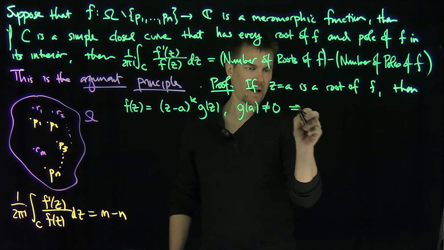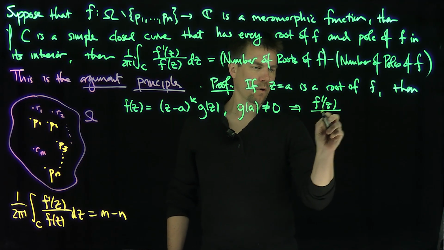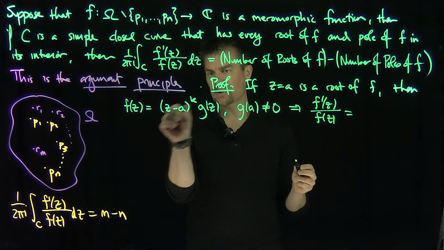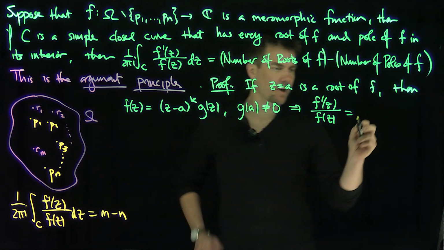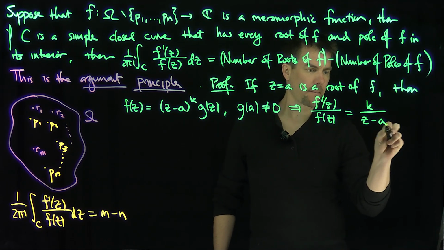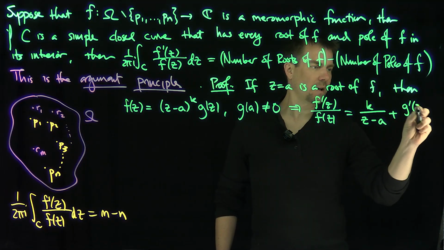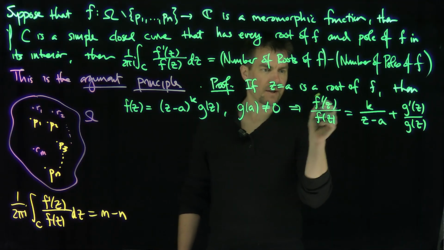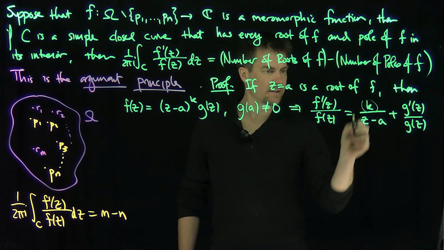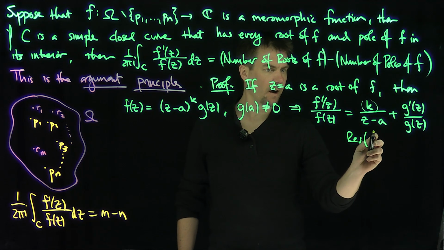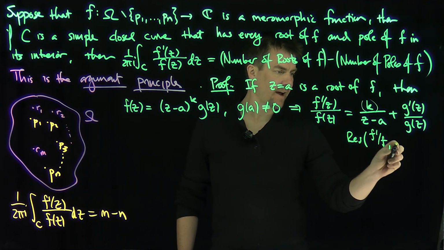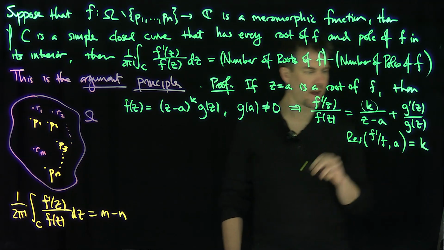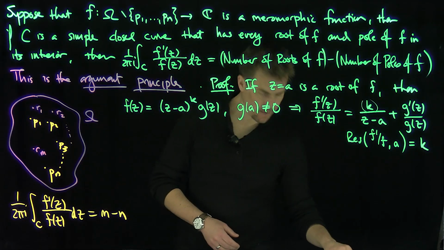And that implies what? This implies that f prime of z over f of z near this point is going to be equal to, well, the derivative of this thing is just going to be k times z minus a to the k minus 1, so I have k over z minus a plus g prime of z over g of z. And so that says that the residue of this logarithmic derivative at the point a is equal to k. So the residue of f prime over f at the root of that function is just equal to k, like that.